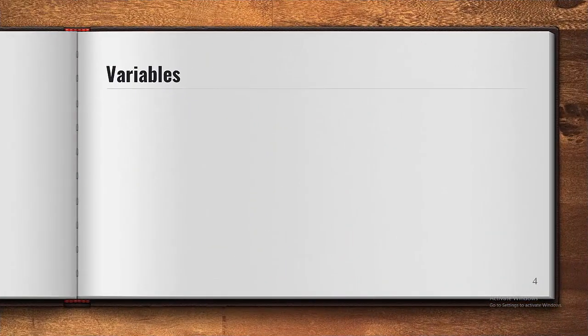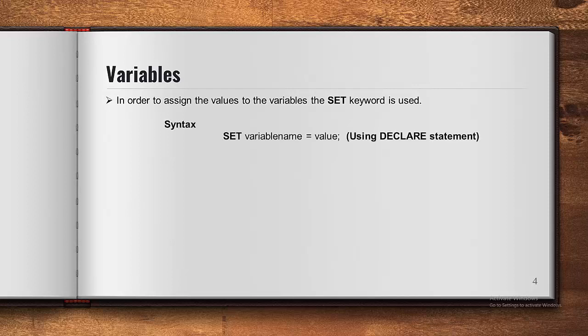And what are the other things available? Now, after declaring, I have to assign the values. In order to assign the values to the variables, we use the set keyword. This also we have seen in our previous video. And the syntax will be like set variable name equal to value. We have given in the previous video like set x equal to 10, something like that. So set variable name equal to value is the syntax, and this one you have to use when you are using a declare statement.